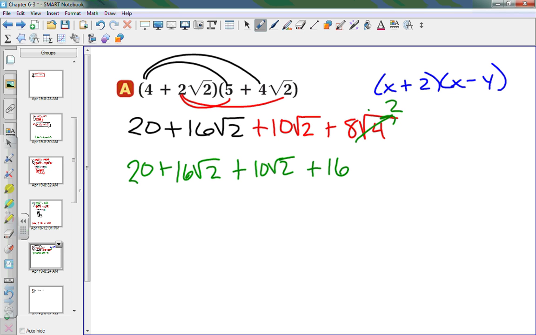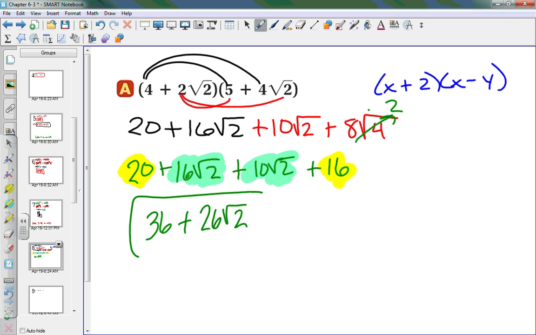Now, do I have any numerical like terms? 20 and 16 are numerical like terms. Give me 36. Do I have any like terms with the square root of 2? What is that? 10 square roots of 2, to give me how many total square roots of 2 now? To give me 26 square roots of 2. That is done. Are you with me?